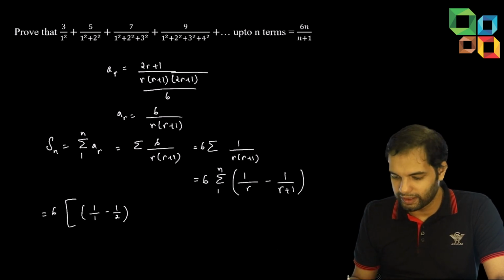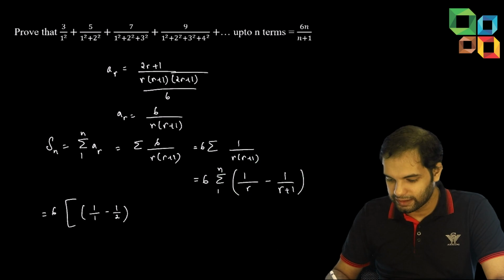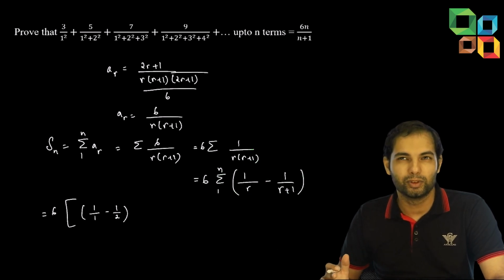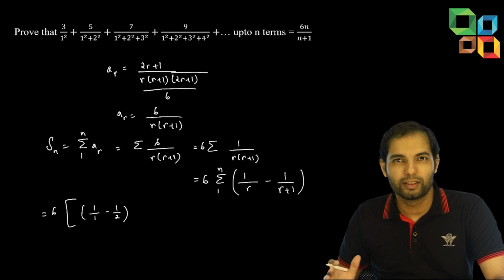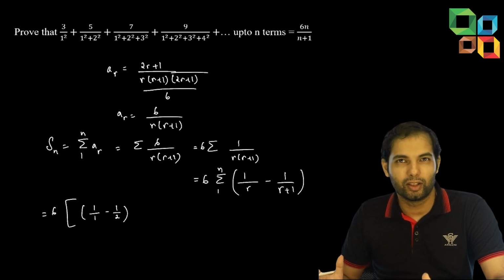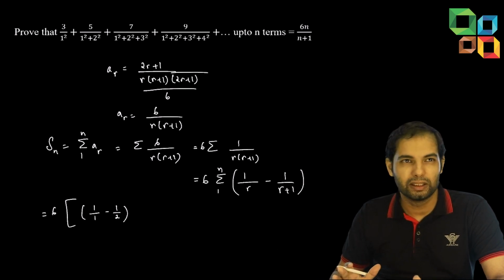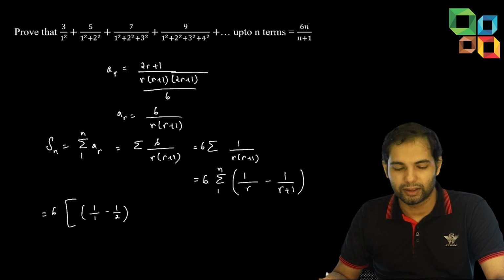Okay. Where did minus come from? I just wrote this in a different way. We'll come to that. How did I get it? We'll come to that. It's called splitting the terms. It's actually called partial fractions. But we'll come to that later. I just want to get the idea, then we'll go back to the discussion.